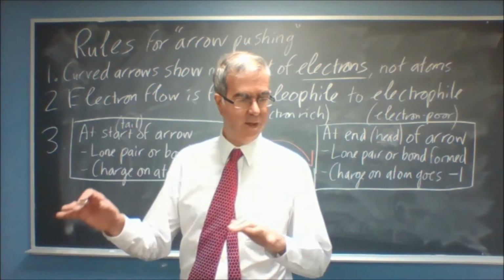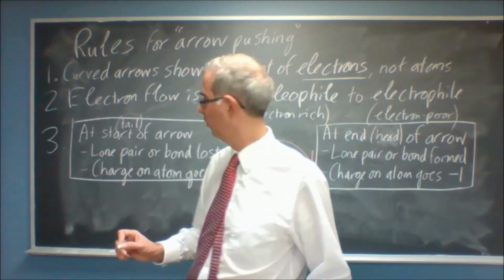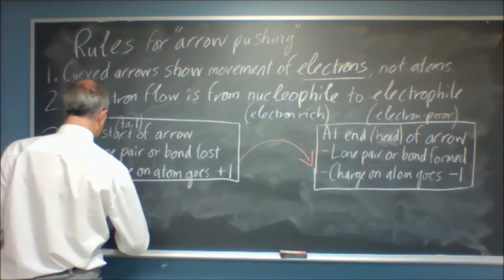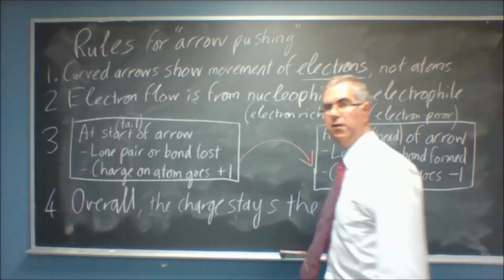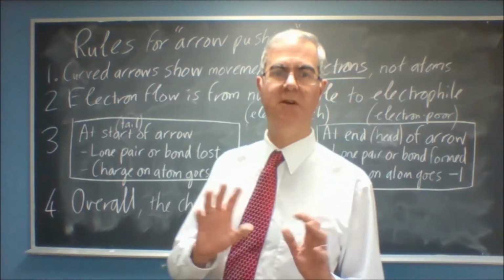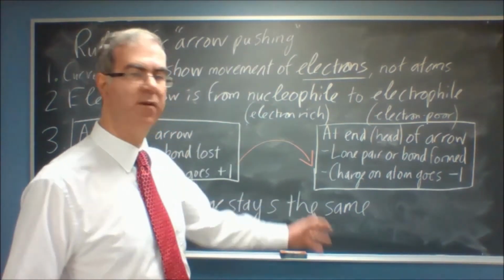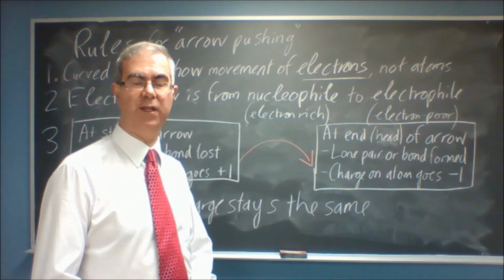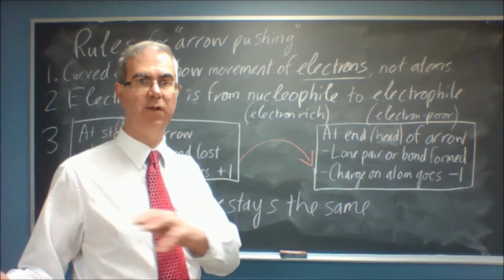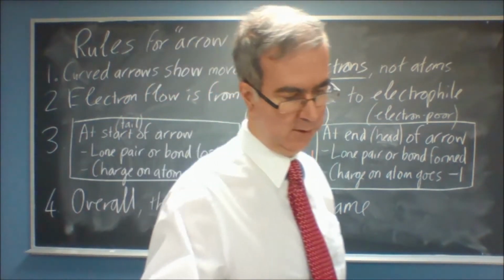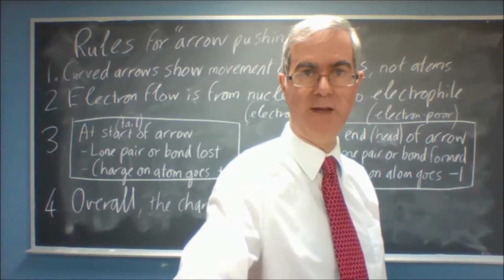And certainly overall the charge will stay the same, because at least in chemistry, you can't create electrons out of nothing. So you have the same number of electrons at the end as you had at the start. All they're doing is moving around. Okay, so let's look at a few examples now.